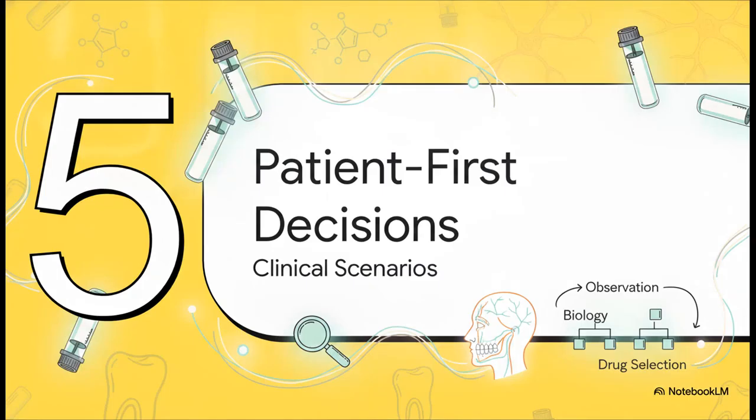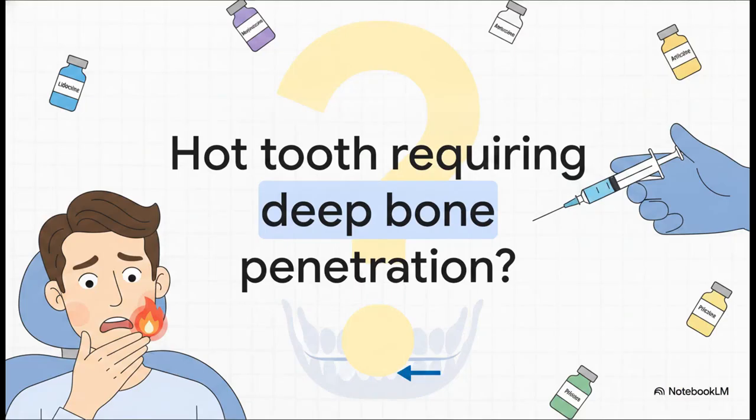Let's bring it home with Part 5, patient-first decision-making. This is where we completely flip the script. In practice, we don't just grab a drug. We observe the patient first, we determine the required path based on their unique biology, and only then do we select the drug. Let's walk through a real-world scenario step by step.